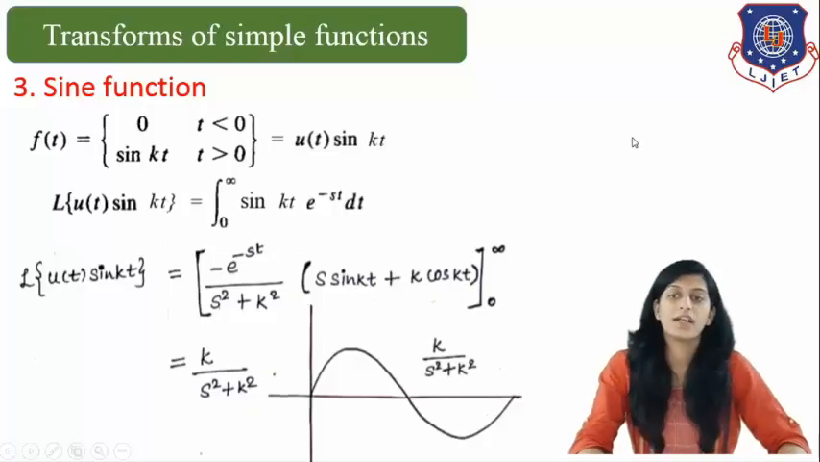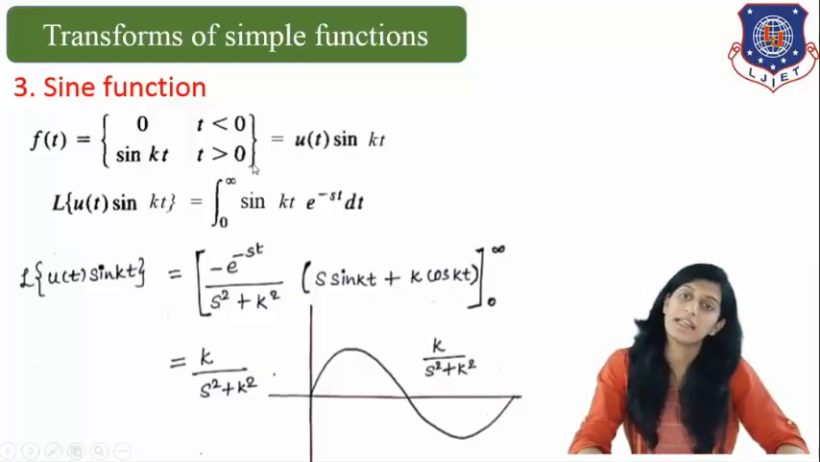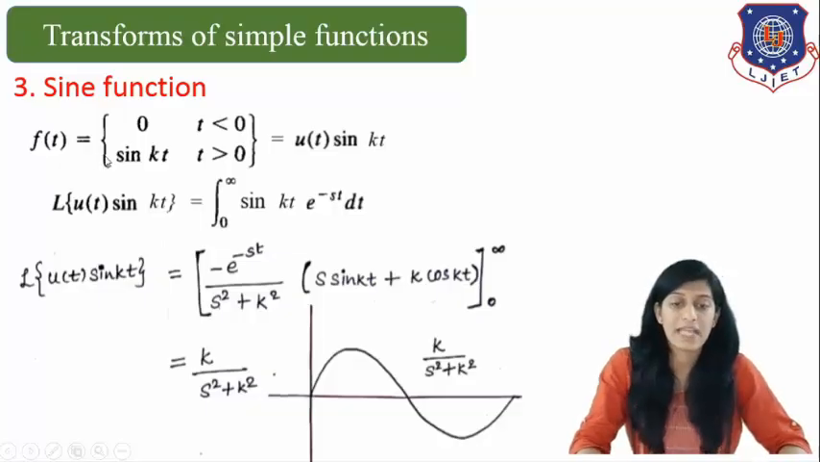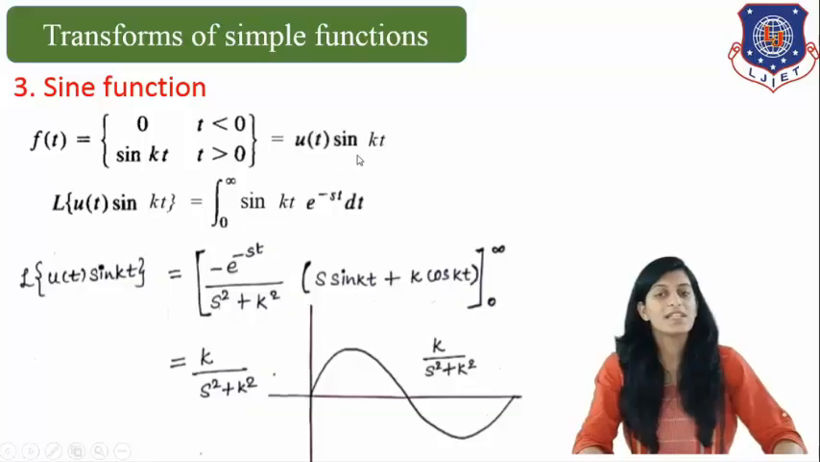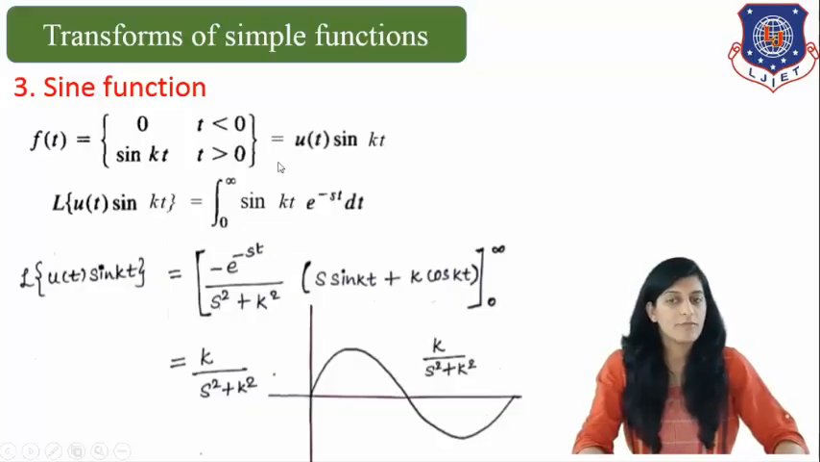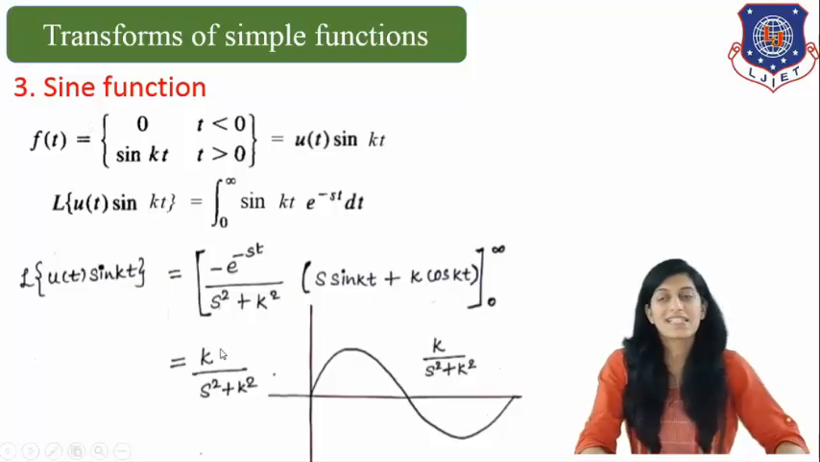The third function, which is quite essential to know, is the sine function. So f of t is 0 for all the values of t less than 0, and f of t equals sine kt for all the values of t greater than 0. Again in the same way, u(t) sine kt, because this is step function into sine of kt. Put the values in the given formula and take the Laplace, you will be getting the value as k upon s square plus k square. So Laplace of sine function is k upon s square plus k square.